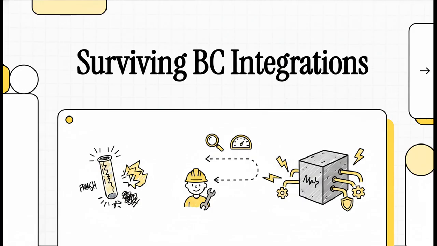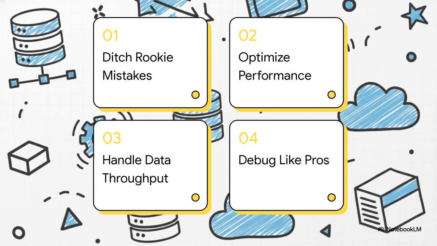Let's really look closely at Microsoft's actual survival guidelines for troubleshooting and performance so you can build integrations that actually survive. Okay, let's just quickly breeze through our syllabus for today. We're going to start with the rookie anti-patterns you need to drop right now. Then we'll move into optimizing for pure speed, handle massive data throughput without crashing the whole system, and finally, look at how to debug production environments like a seasoned pro.